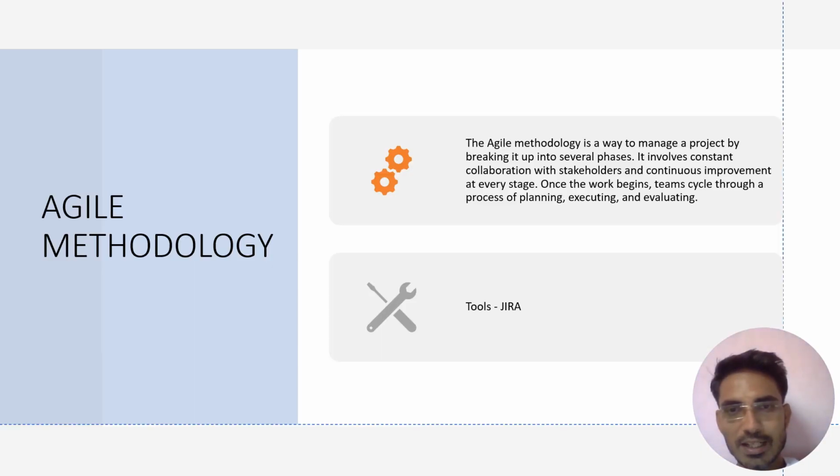Agile methodology is a way to manage a project by breaking it up into several phases. It involves constant collaboration with stakeholders and continuous improvement at every stage. Once work begins, teams cycle through a process of planning, executing, and evaluating. Normally we use the Jira tool for Agile methodology. Actually, we will see.